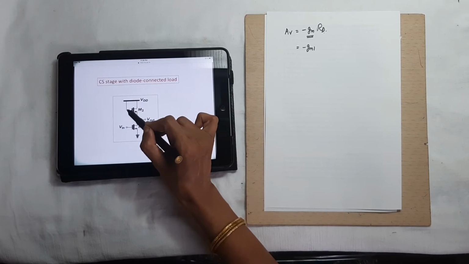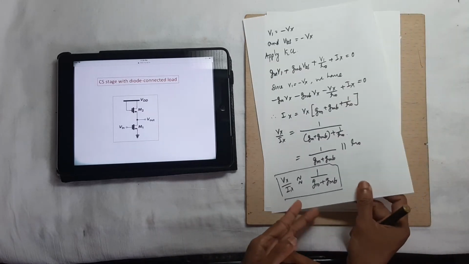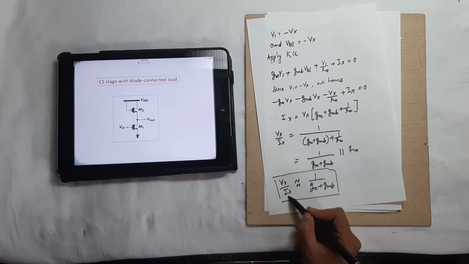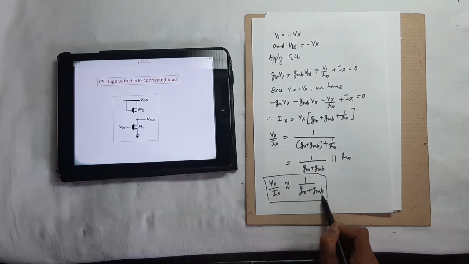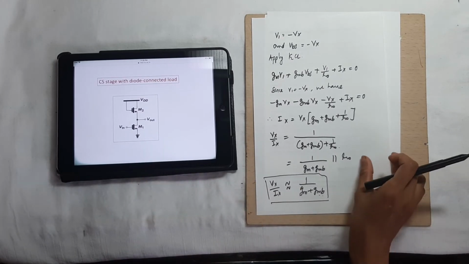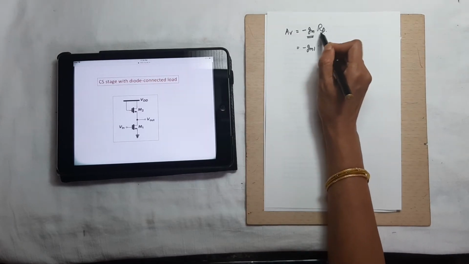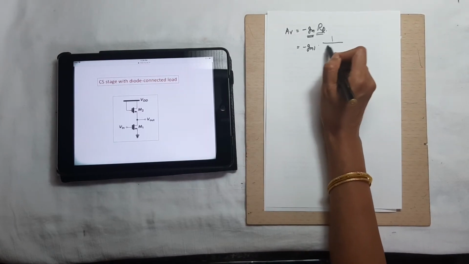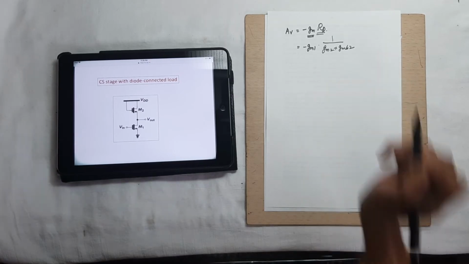But what is the resistance of the transistor M2? The resistance of the transistor M2, as we have derived in this equation, Vx by Ix, which is a resistance, is given as 1 upon Gm plus GMB. And this 1 upon Gm plus GMB is with respect to transistor M2. Since that is with respect to transistor M2, in place of RD, we write it as 1 upon GM2 plus GMB2.